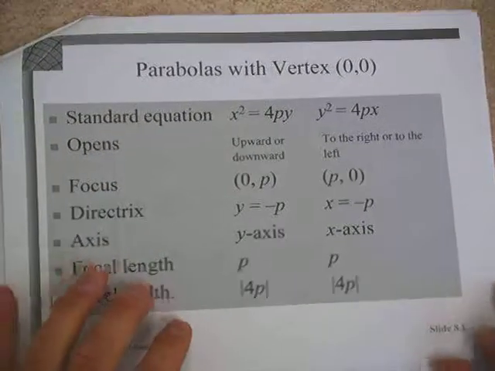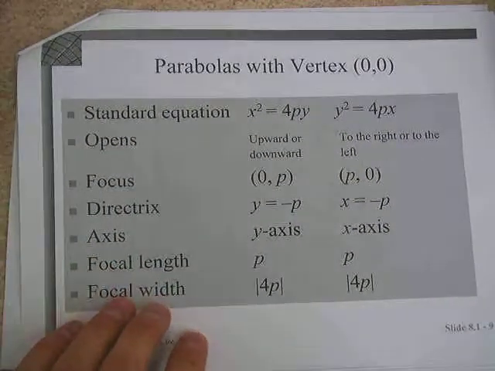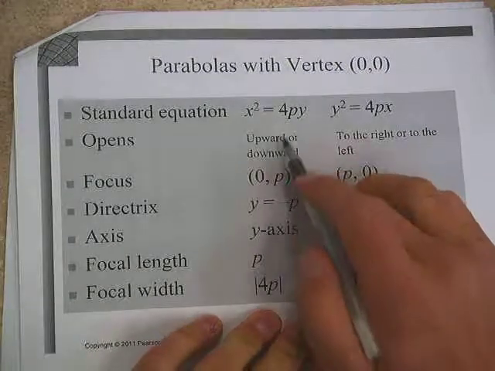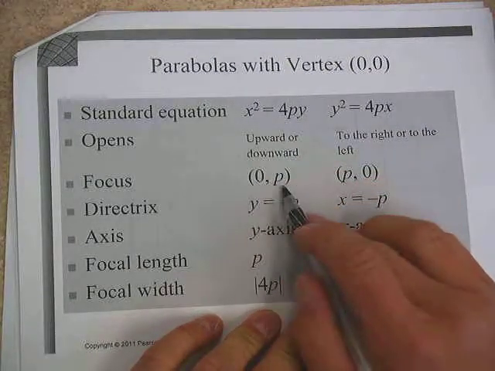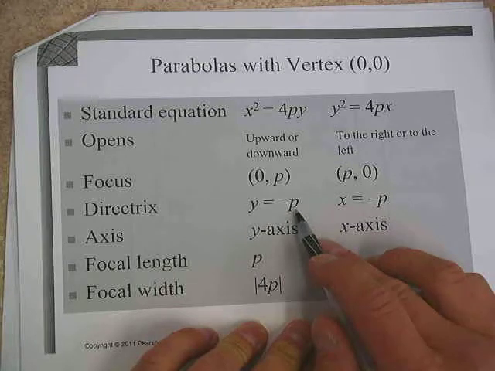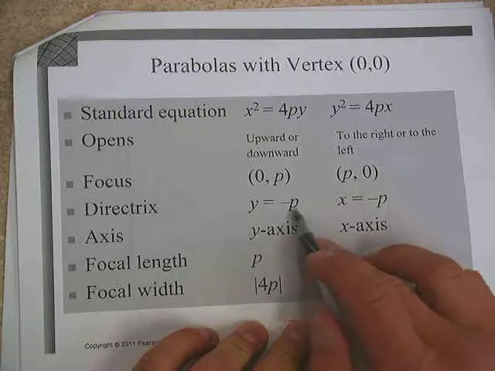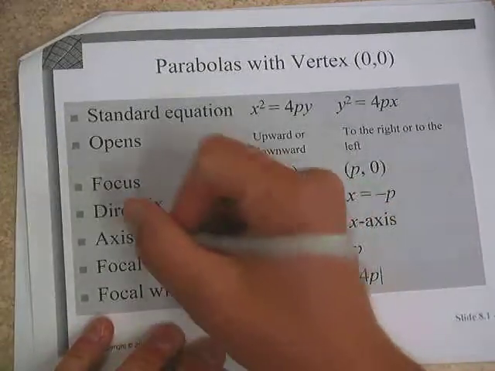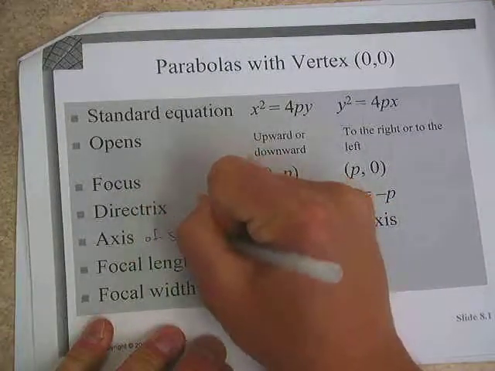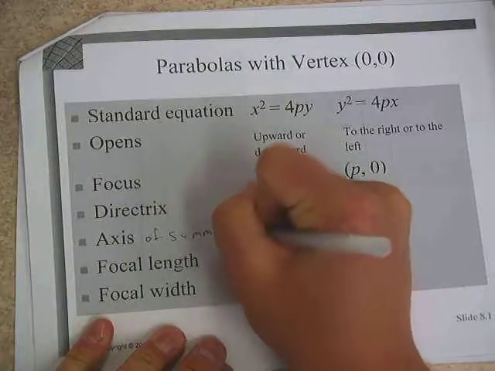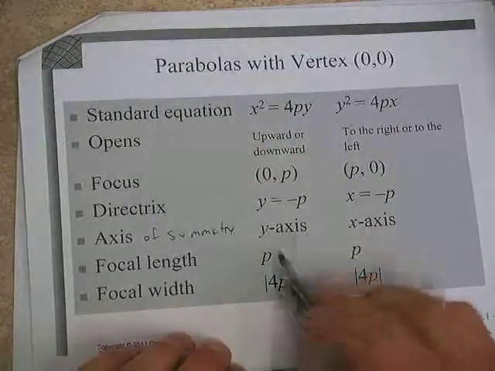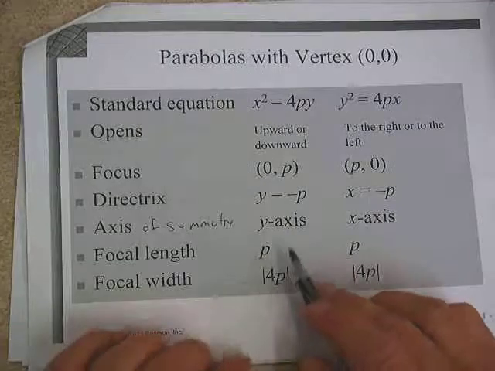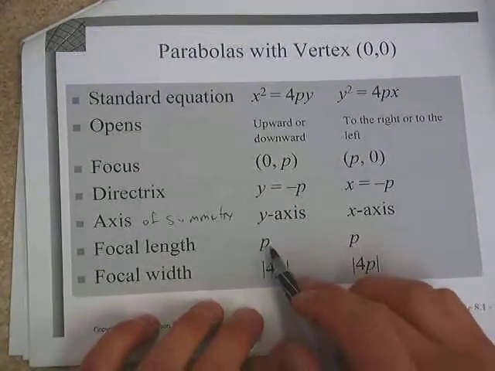All right. So, a couple of key facts here dealing with the parabolas that have a vertex of (0, 0). This is the one that we just looked at. We open up or down, we know. The focus is always at (0, p). The directrix is always y equals negative p. Notice it's a horizontal line always. The axis of symmetry for this type is going to be the y-axis.